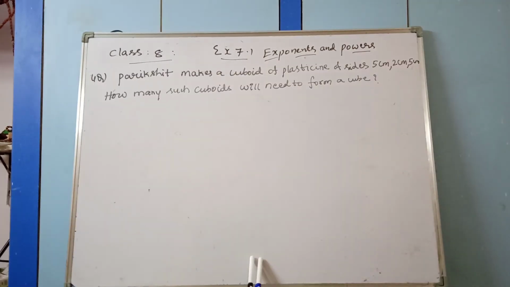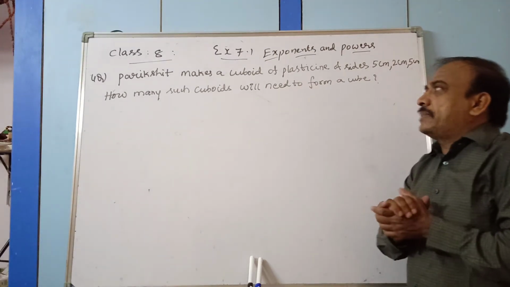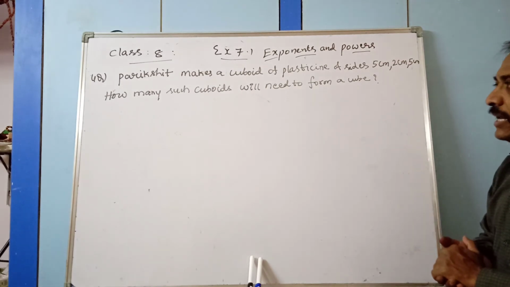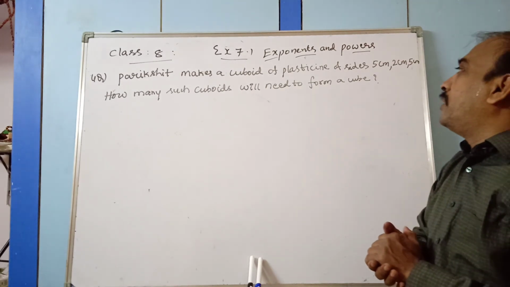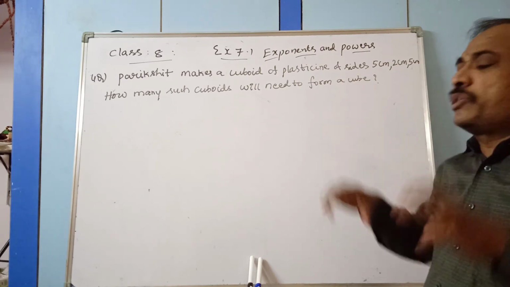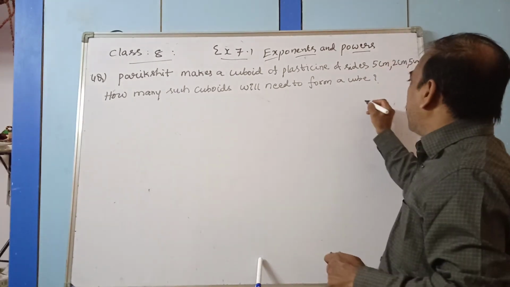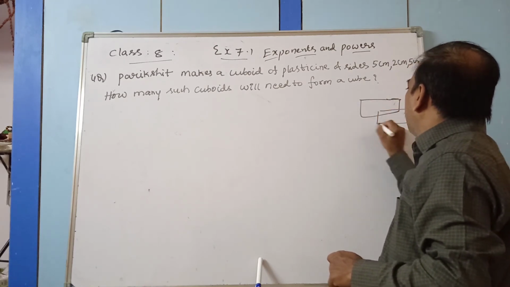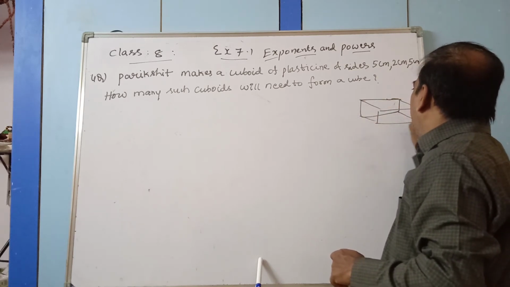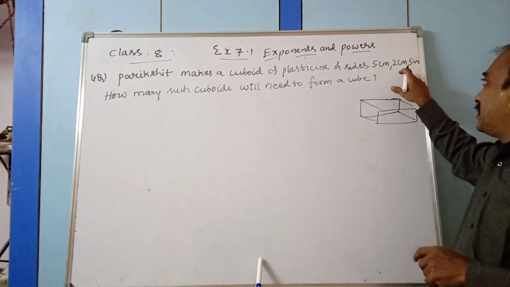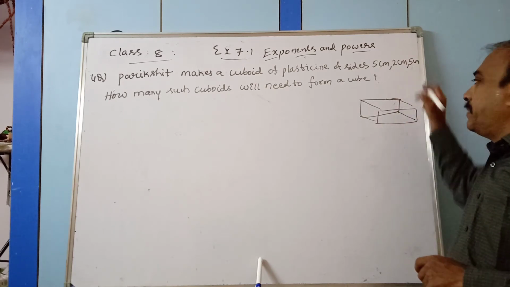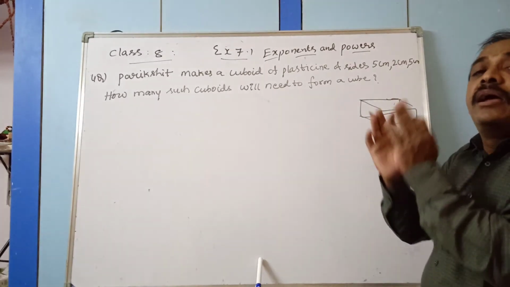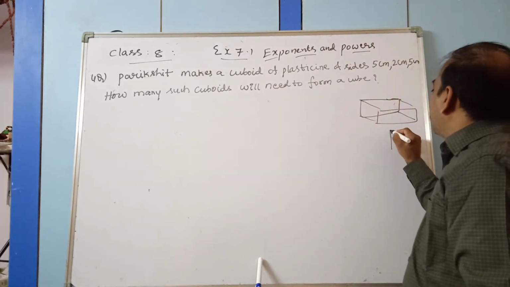Now see the next question, question number 4. Parikshit makes a cuboid of plasticine of sides 5 cm, 2 cm, 5 cm. How many such cuboids do we need to form a cube? So he is preparing a cuboid like this. This is a cuboid, with length 5 cm, breadth 2 cm, and another 5 cm as height. Now, how many such cuboids can we use to make a cube? So he wants to present a big cube.